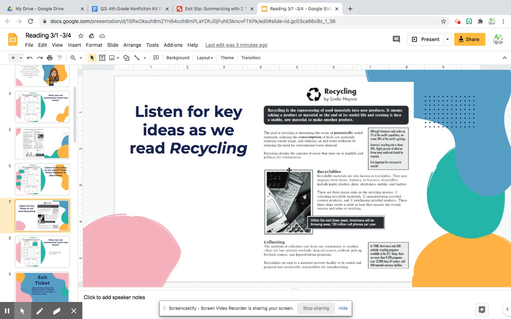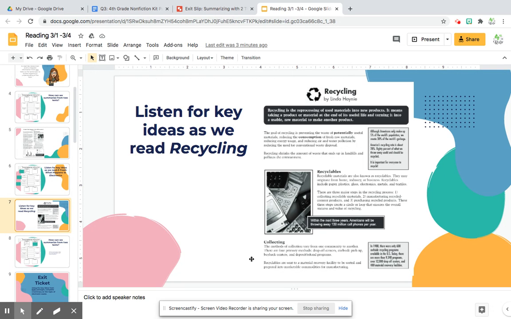Now, recyclables. Recyclable materials, also known as recyclables, may originate from home, industry, or business. Recyclables include paper, plastic, glass, electronics, metals, and textiles. Now, there's 3 major steps in the recycling process. 1, collecting the recyclable materials. 2, manufacturing recycled content products. And 3, purchasing recycled products. These 3 steps create a circle or a loop that ensures the overall success and value of recycling.